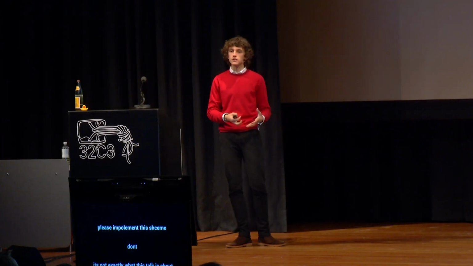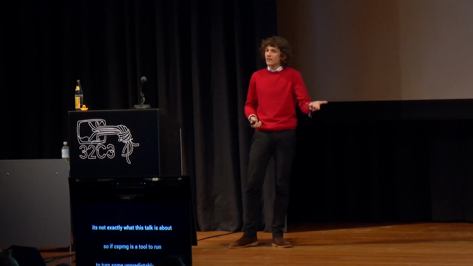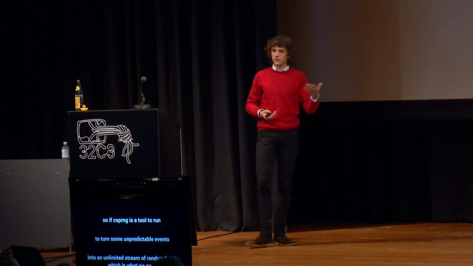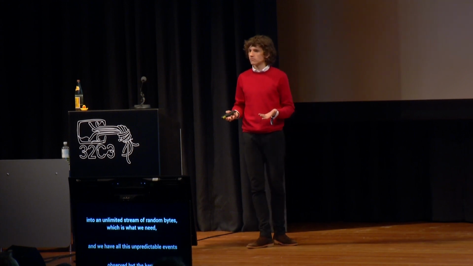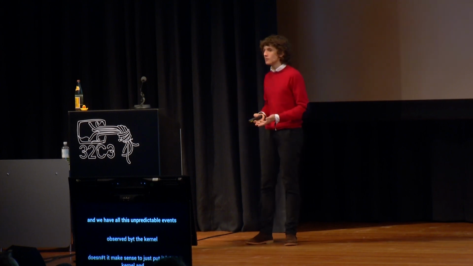So if we have this tool, CSPRNGs, to turn some unpredictable events into an unlimited stream of random bytes, which is what we need, and we have all these unpredictable events observed by the kernel, doesn't it make sense to just put a CSPRNG in the kernel and have the kernel run the CSPRNG when we need random bytes? Turns out, it's such a good idea that it's exactly what Linux did, and all the other operating systems.